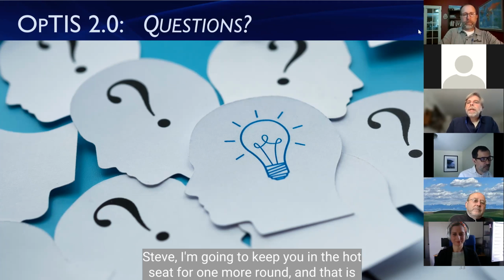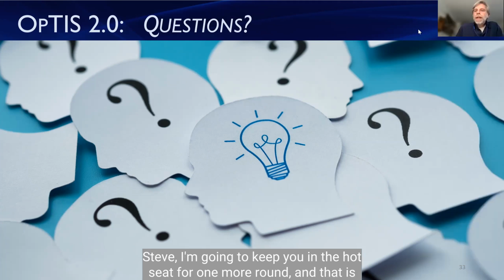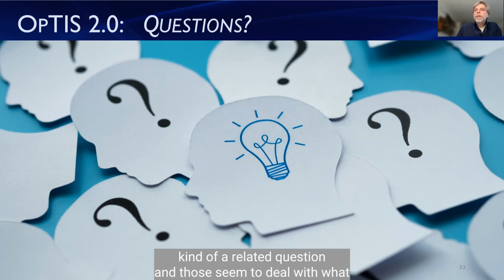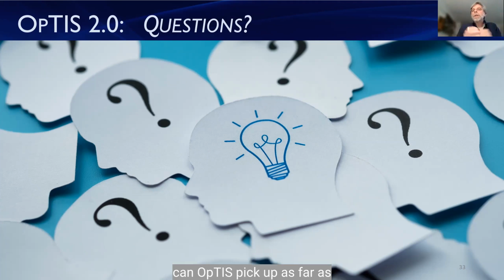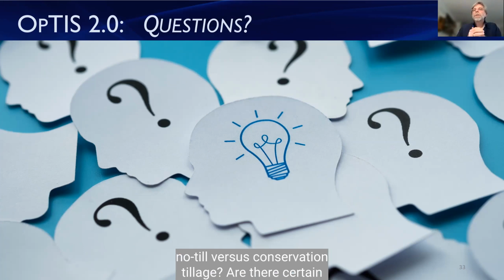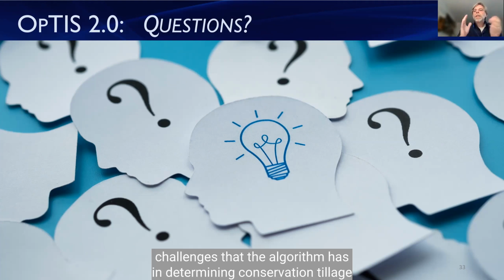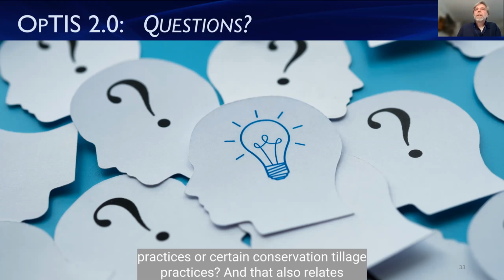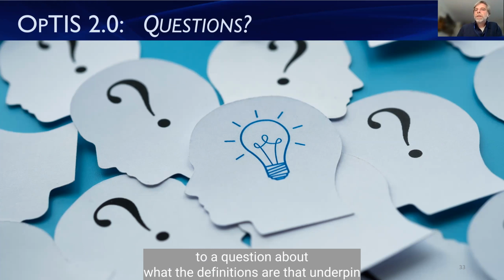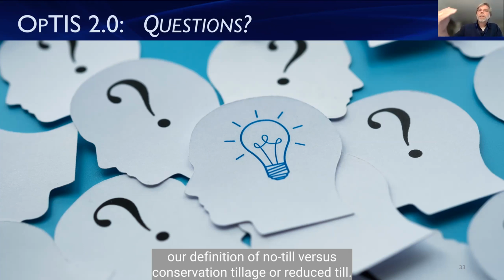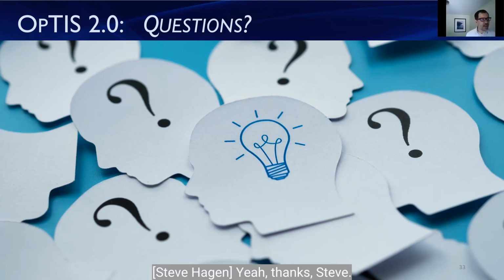Great. Steve, I'm going to keep you in the hot seat for one more round, and that is a related question. Those seem to deal with what OpTIS can pick up as far as no-till versus conservation tillage. Are there certain challenges that the algorithm has in determining conservation tillage practices or certain conservation tillage practices? And that also relates to a question about what the definitions are that underpin our definition of no-till versus conservation tillage or reduced till.